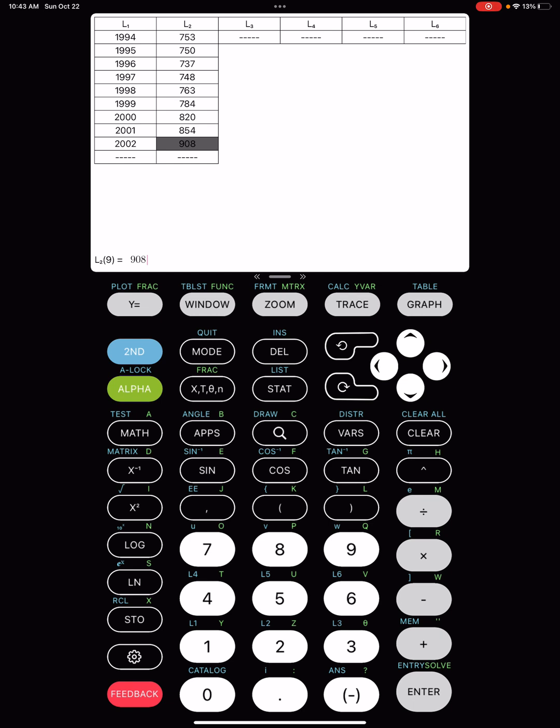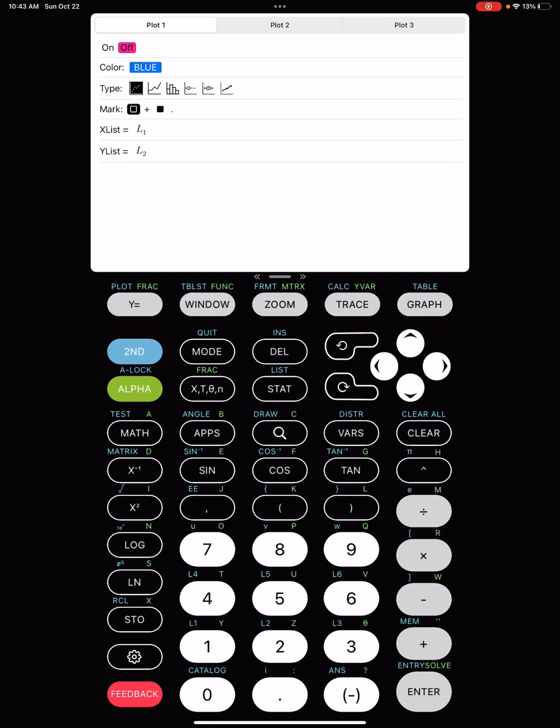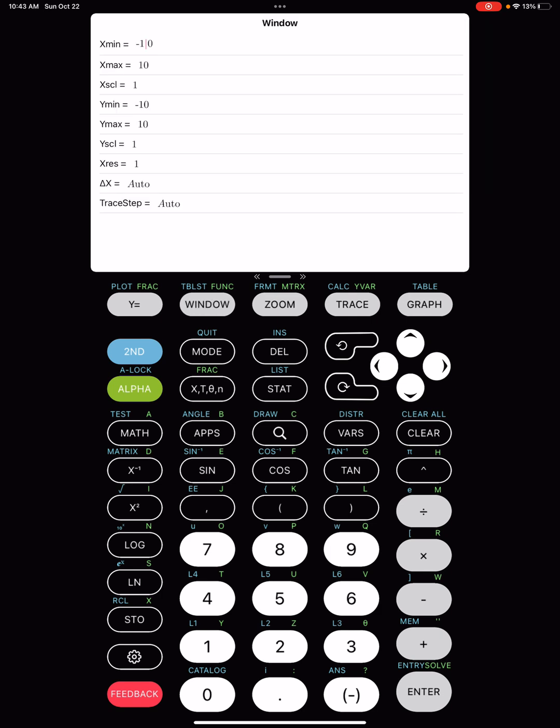see the data, but it's not really something that you will be tested on. So if you want to see your data, you do second stat plot, and then you go to plot 1, you press on, you make sure it's list 1, list 2. You want to go to window just to make sure that your viewing window is okay, because right now my X minimum is -10, but my table starts in the 90s.